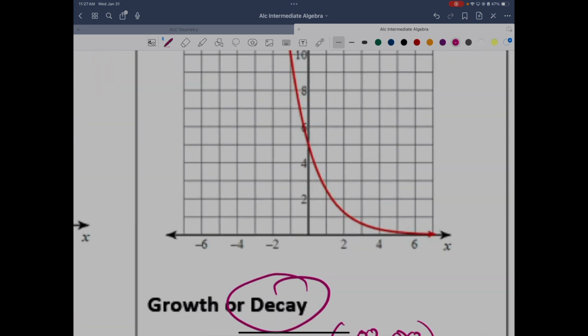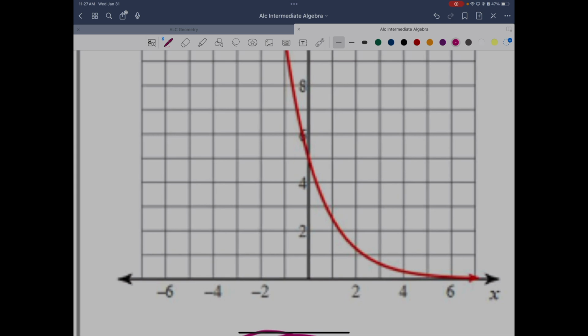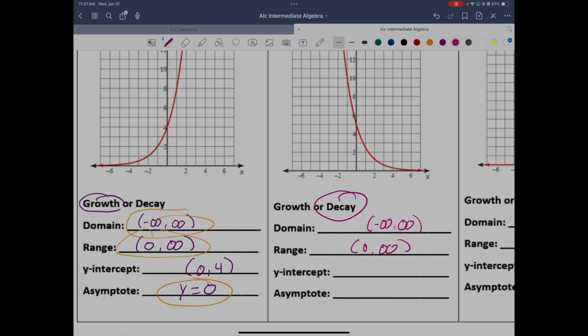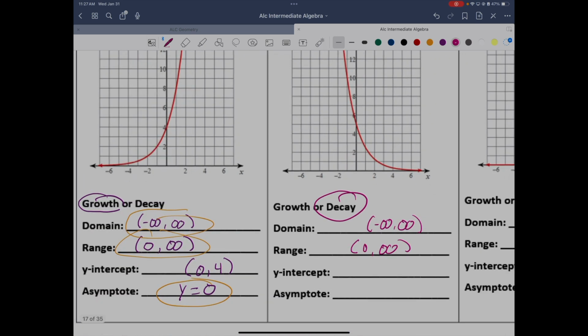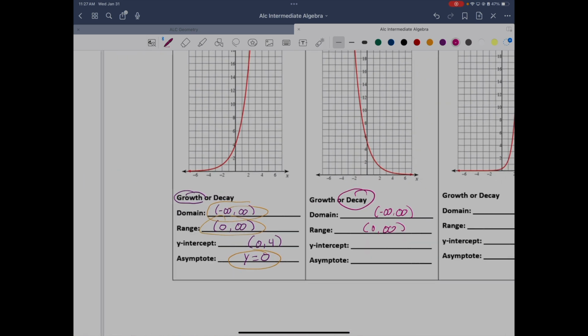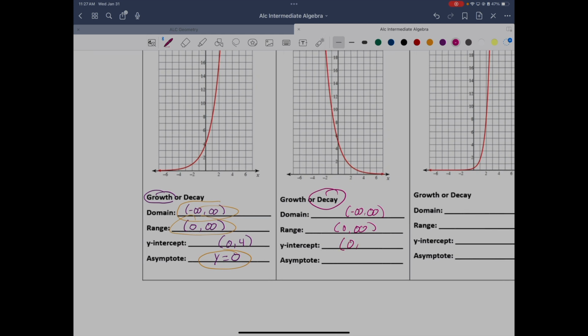If I zoom in, find the y-intercept. 2, 4, it intersects right there. That's the point (0, 5). So our y-intercept is the point (0, 5). And the asymptote line is always going to be y equals 0. Because, if you're looking at, again, that asymptote line, it means it's never going to cross it. And if you look at the graph, it's not crossing it. Okay.